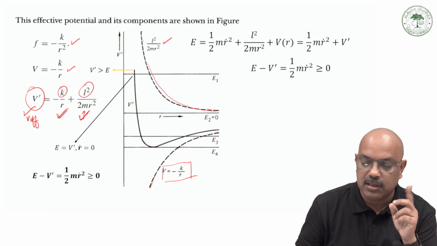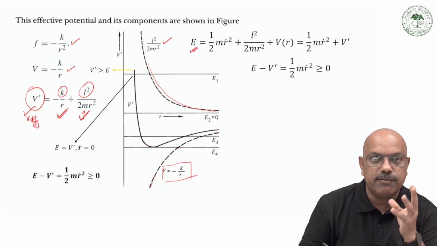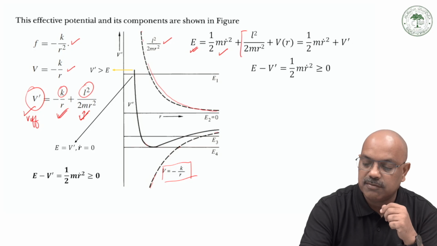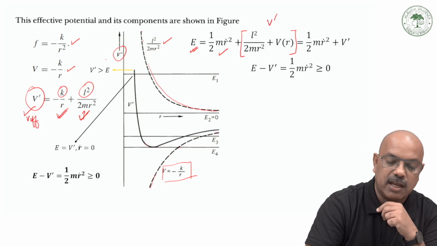But before that, one thing is important. This is the total energy of this system. So what kind of energy is a particle going to have? This is the kinetic energy, and this is my effective potential. So this is my V prime in this case, which has been plotted.